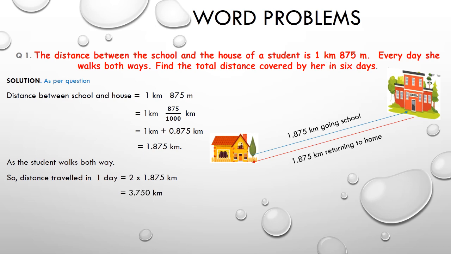So if we have the distance traveled in a day, how do we find the distance traveled in 6 days? Obviously we will multiply by 6. So we will multiply 6 into 3.75 kilometer, which is the distance covered in a day. So our answer is 22.500 kilometer.